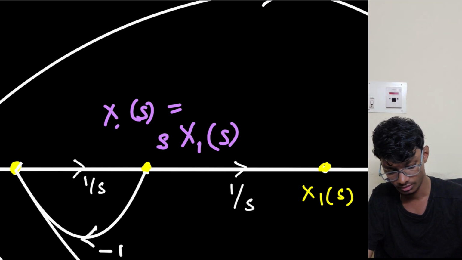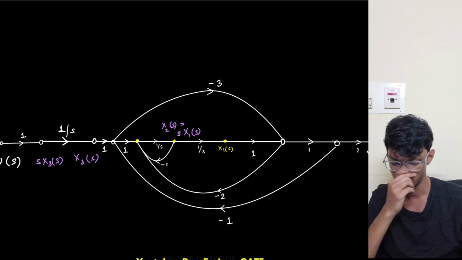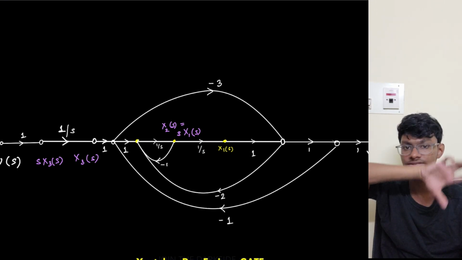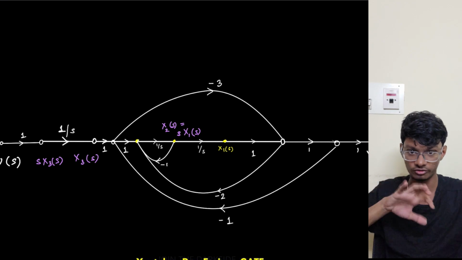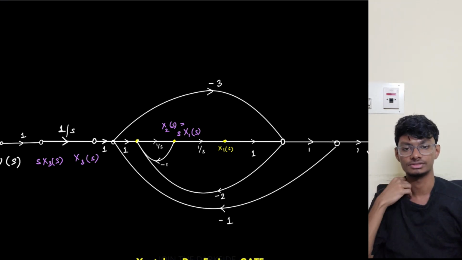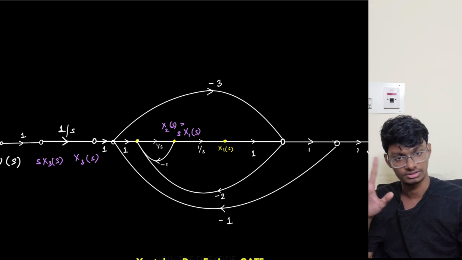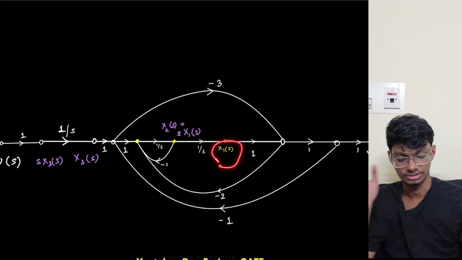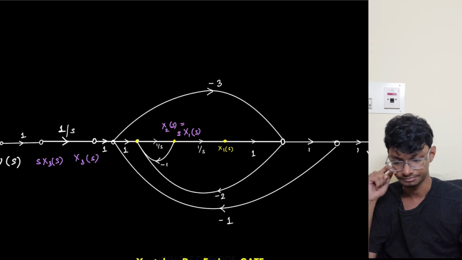Defining x2, x1, all those things is very important. Just be careful. Where this 1 by s term is, just after that there will be a state variable. That's the convention that we follow for this particular method of finding the state equations. Where the 1 by s term is, just after that is the state variable, just before that is s times that, and obviously the other state variable.